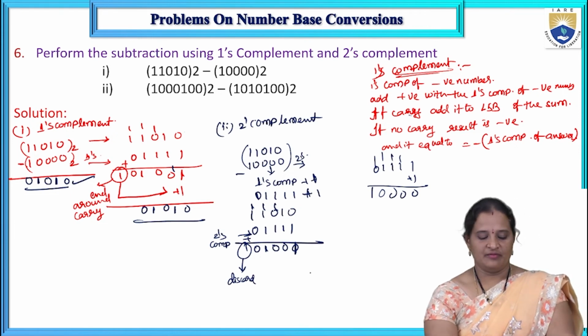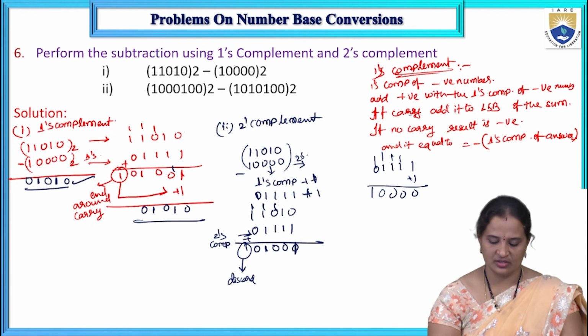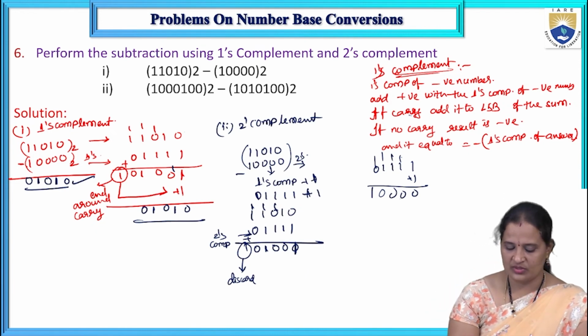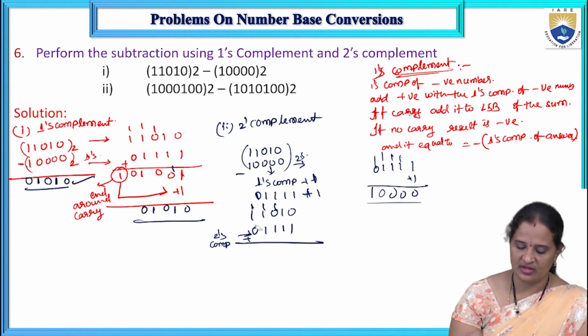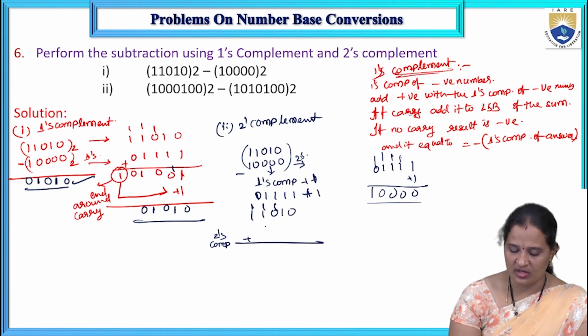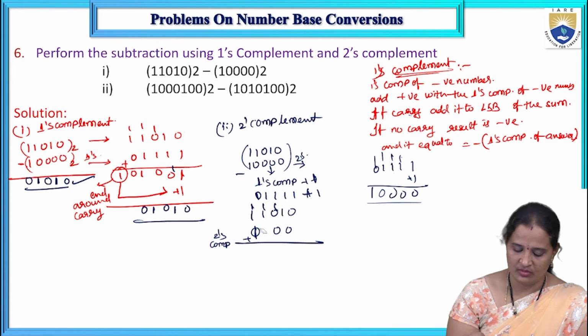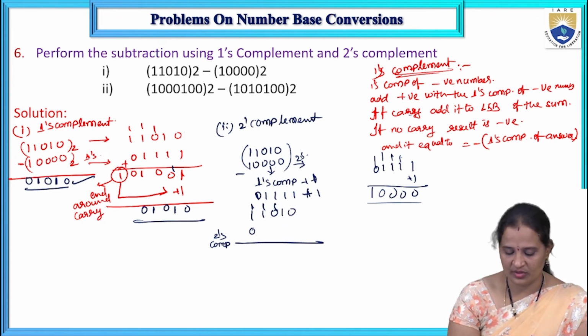Actually, something is wrong. Sorry, actually I have taken it wrong. So the 2's complement of the given number is this one. 2's complement is this one, right? So I have to take this one, 10000. Just a second. 2's complement of the negative number, 10000. So now 0.